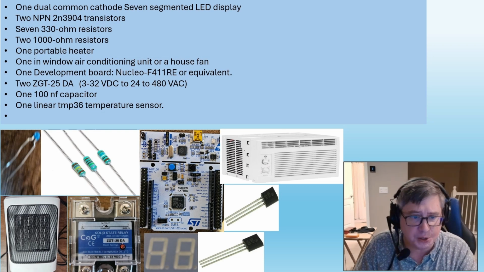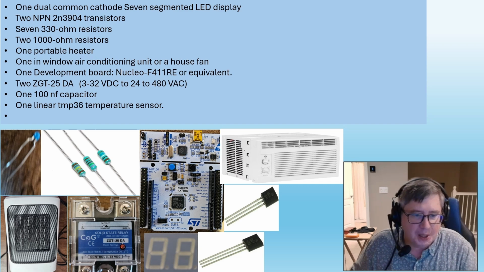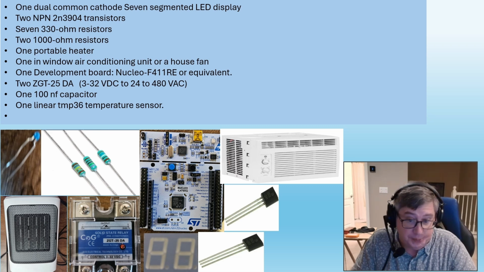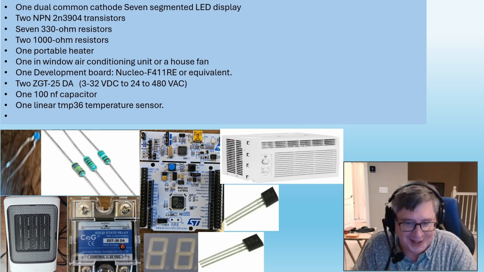This is the parts list right there. It's pretty busy. I put a lot of pictures in there. Hopefully that can help out instead of a blank board. So we need one dual common cathode 7-segment LED display. That's that one right there. Two NPN transistors. Those are resistors, 330 ohms. We need two 10K resistors.